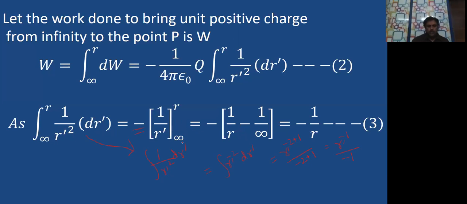And how will you substitute the limits? First I have to substitute the upper limit. So in the place of r dash, what is this upper limit you see? r. So I am substituting r. So I will get minus 1 by r minus 1 by infinity. Now I am substituting the lower limit in the place of r dash. This 1 by infinity is nothing but 0, because you all know 1 by infinity is 0. So 1 by r minus 0 will become 1 by r. That means finally I am left with minus 1 by r. So this total integration value is nothing but minus 1 by r.